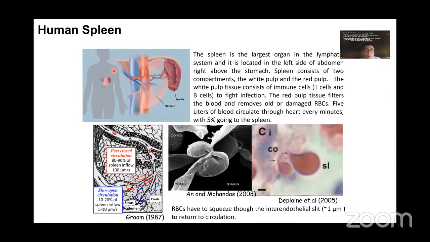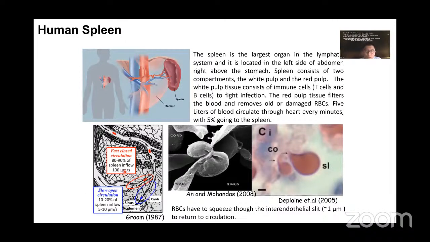So first, a very brief introduction to the human spleen. The human spleen is the largest organ in the lymphatic system. It's located on the left side of the abdomen, right above the stomach. The spleen mainly consists of two compartments, the white pulp and the red pulp. The white pulp tissue consists of immune cells like T cells and B cells, so its function is to fight viruses and bacteria. And the red pulp basically has the function of filtering the blood to remove diseased and aged red cells.